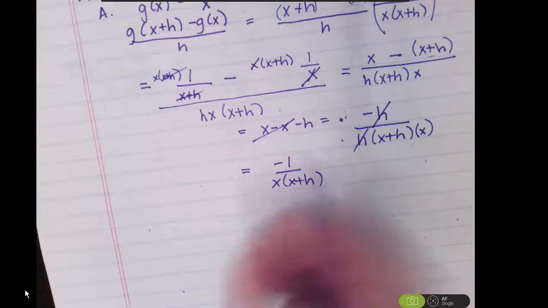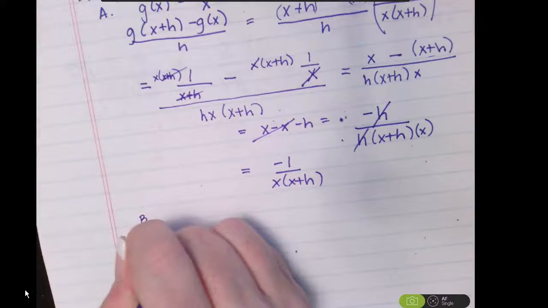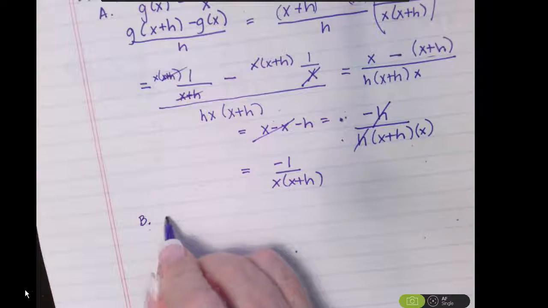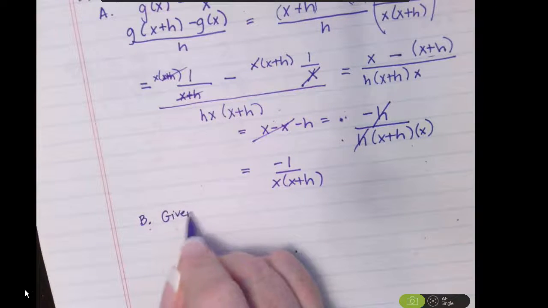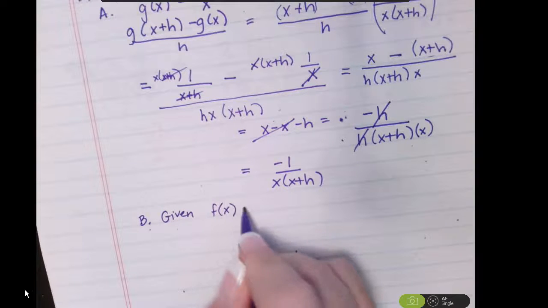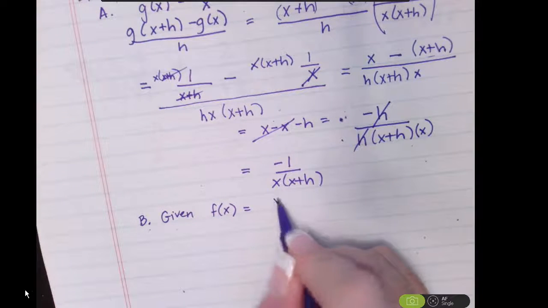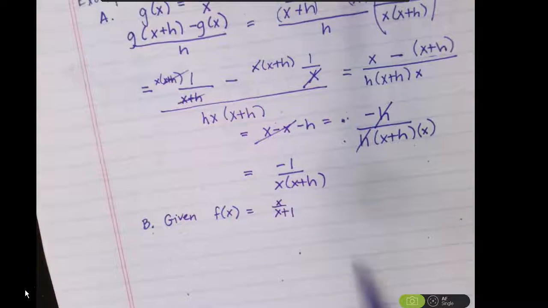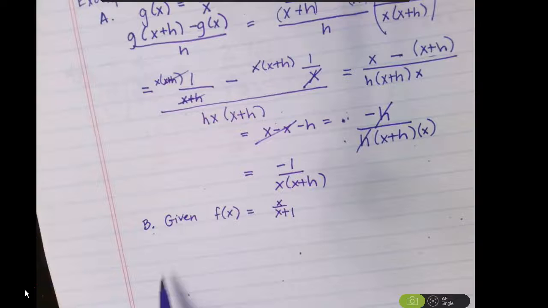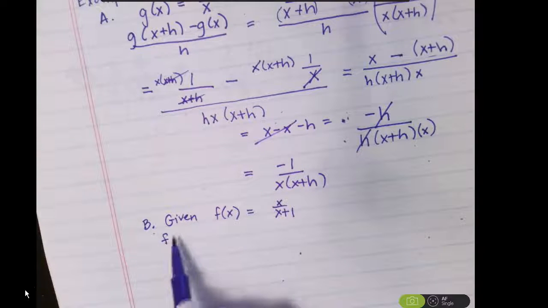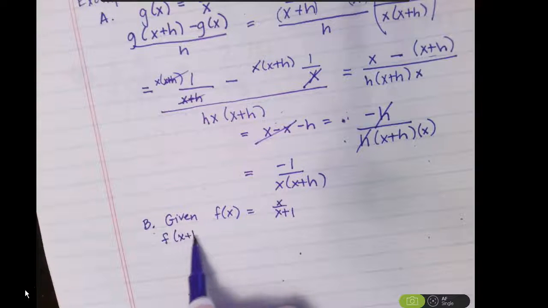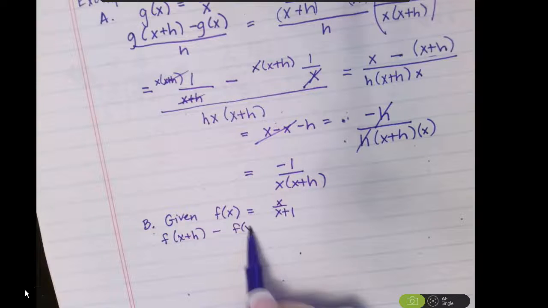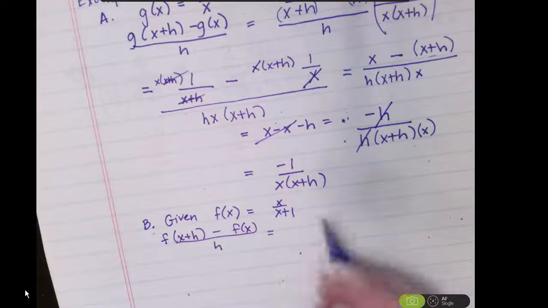Alright, for example B, our function is going to be a little more complex. We're going to be given that f of x is x over x plus 1, and we want to do the difference quotient. So we always start in the same way: f of x plus h minus f of x, over h. And I'm going to substitute it in.